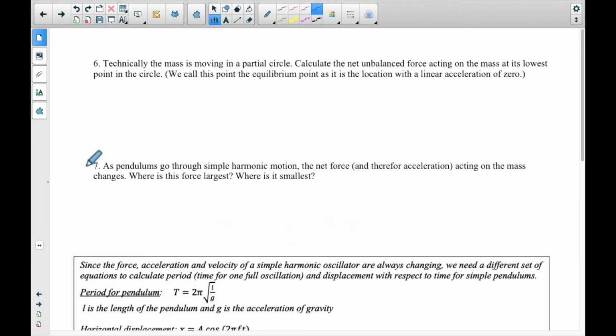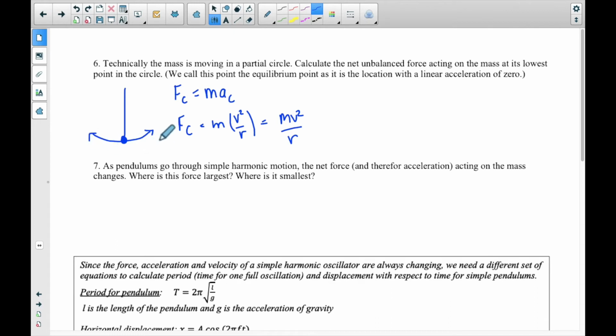All right, continuing with our concepts in review. Technically, the mass is moving in a partial circle. Calculate the net unbalanced force acting on the mass at its lowest point in the circle. We call this point the equilibrium point as its location with a linear acceleration of 0. Okay, so if we have our pendulum hanging down here, it's moving in this direction, right? That actually is a partial circle, wouldn't you agree? So we have a circle going on.